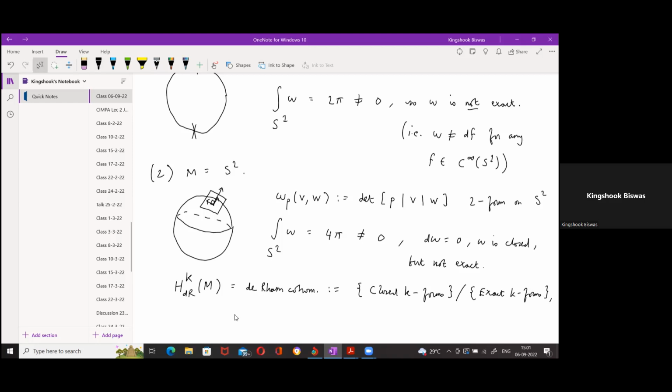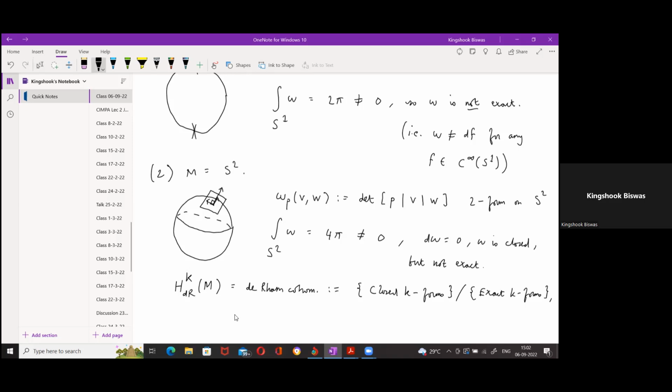De Rham's theorem says that this is a vector space, and it turns out that for a closed orientable manifold, this is isomorphic to the singular cohomology with real coefficients. That's what de Rham's theorem says.